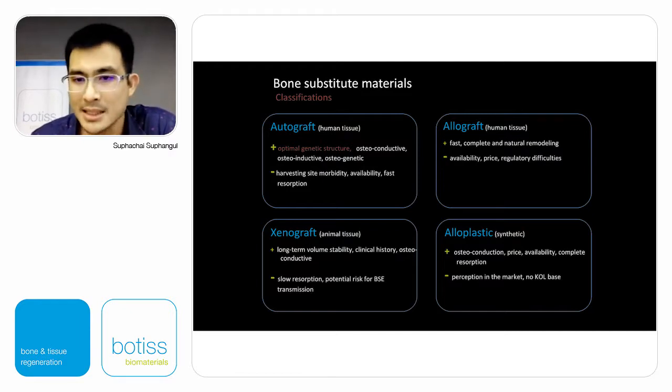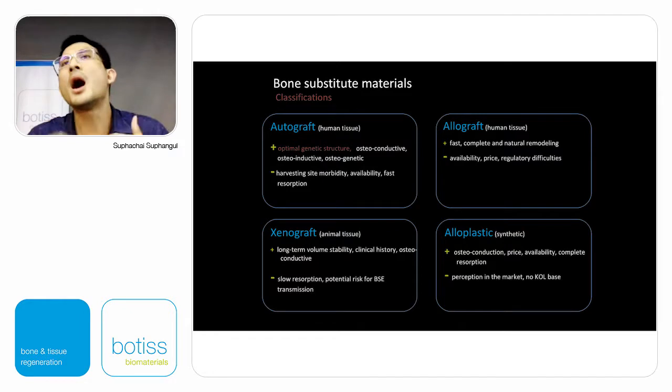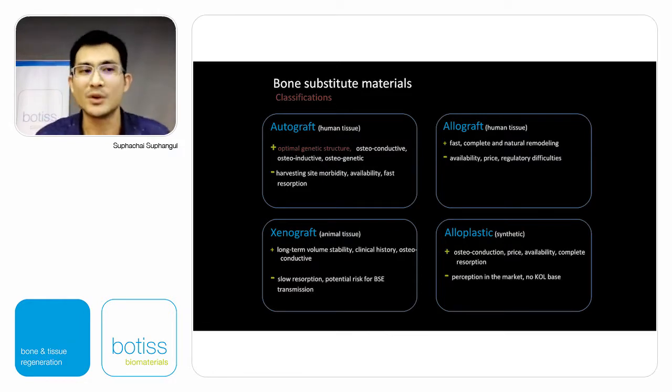For the Alloplast, the properties are between an Allograft and a Xenograft. They are always a mix of beta TCP, beta tricalcium phosphate, and hydroxyapatite. Beta TCP resorbs fast and gives bone regeneration, and the HA resorbs slowly and keeps the volume property.